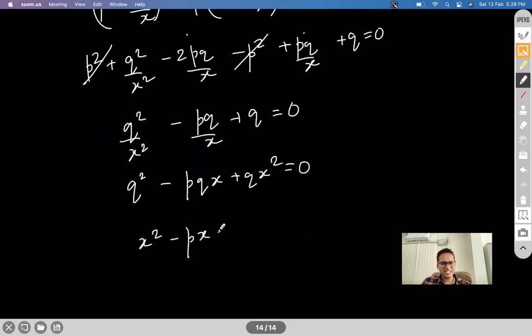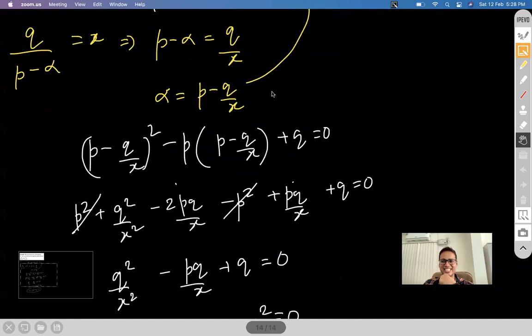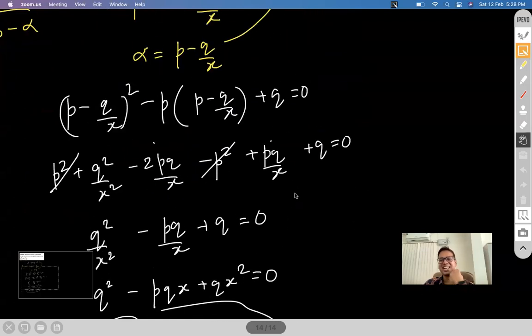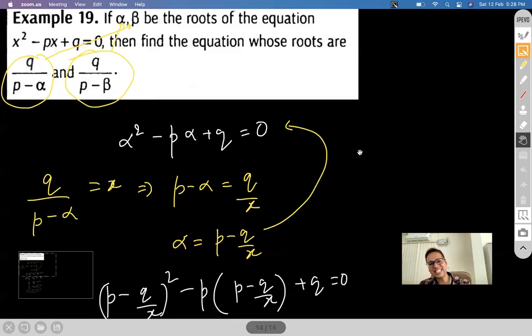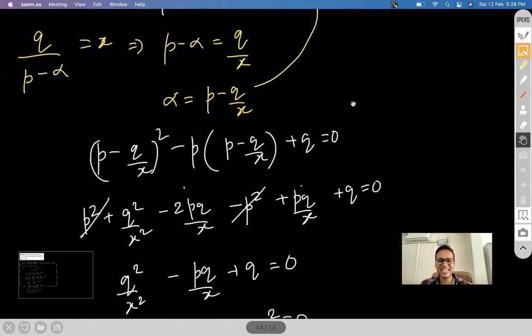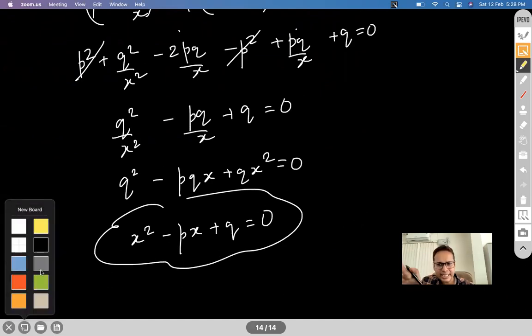So this is a very surprising question because despite transforming the roots, your equation did not change. Basically this is such a relation where you would realize that probably this guy became a beta and this guy became an alpha back. Interesting question, no? Despite making the change to the roots, the equation did not change, which means the two transformed roots were actually the same roots. Anyways, good. Let's take another one. Is it clear, everybody? Any doubt related to this?